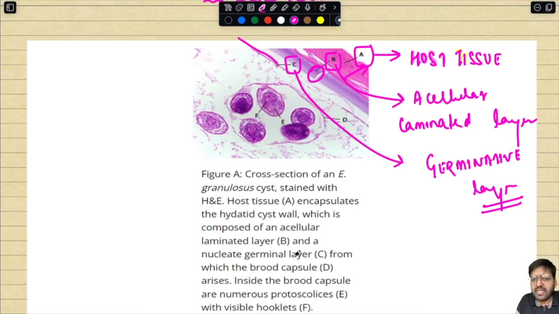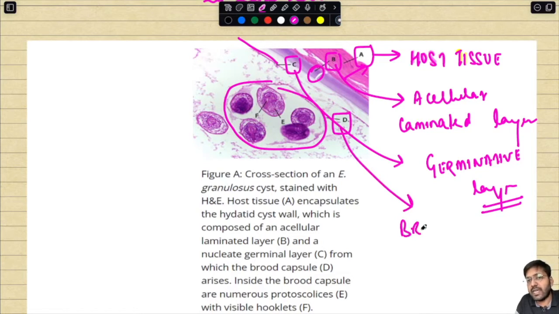Then comes D. What is this entire D? Yes, this is actually a brood capsule. This D is a brood capsule which is containing multiple protoscolices containing hooklets. This is a brood capsule.